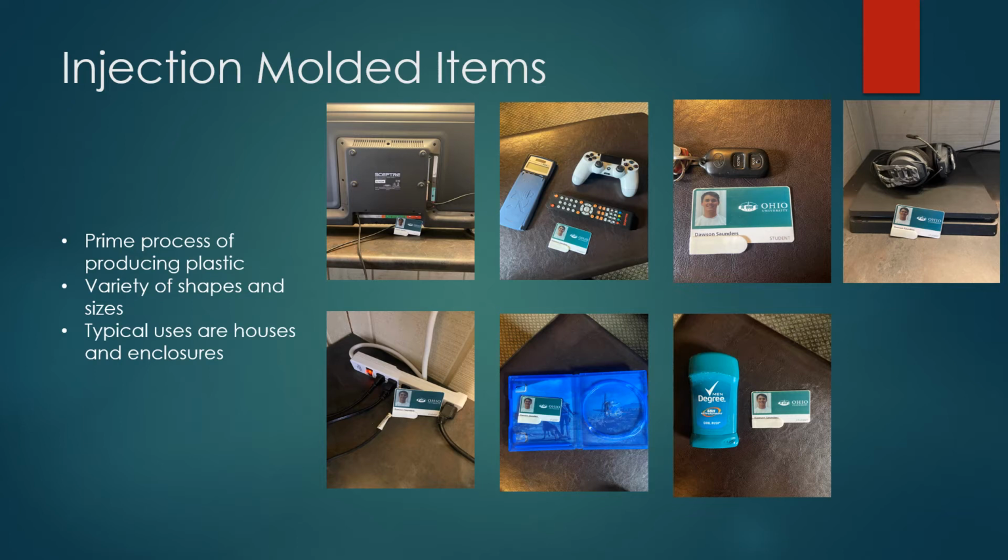Typical uses are housings or enclosures. So, for example, you can see the TV enclosure is made by injection molding. The remote, the controller, basically all of these things here are housings and enclosures. So that's just some of the typical uses for injection molded items.